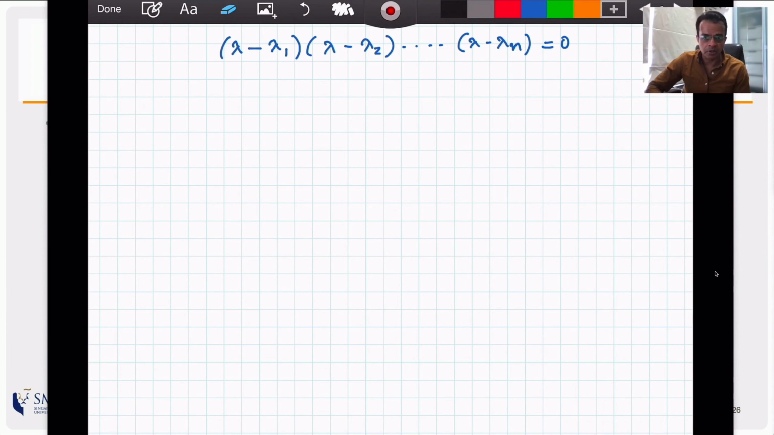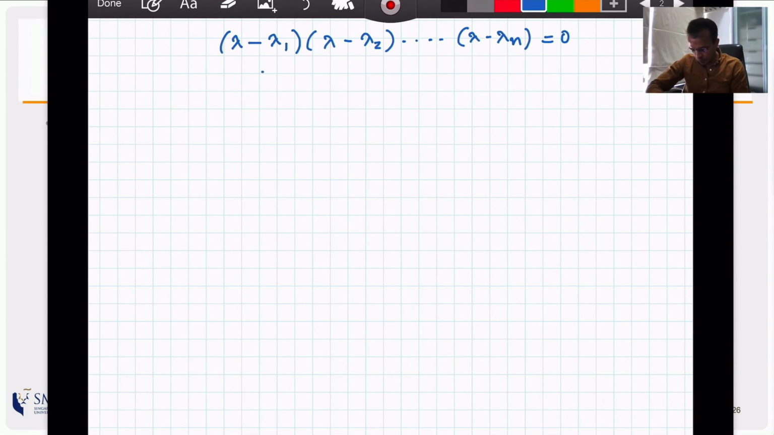What are the roots of this particular polynomial? It will be lambda i: lambda 1, lambda 2, etc. Because for any one of them, at least one of the factors will be 0, the whole polynomial will be 0. So those are the roots. So this is one way of identifying the roots.